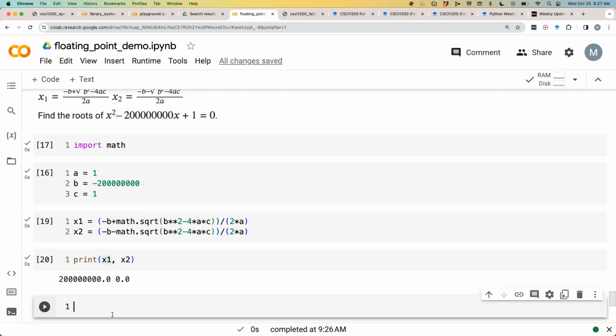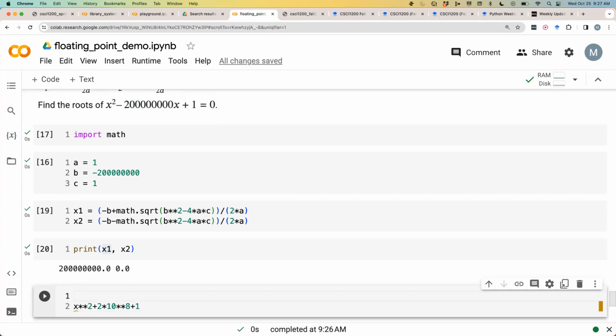But hang on a second. The equation that we are looking for is x to the power 2 plus 2 times 10 to the power 8 x plus 1. Okay, so this is the equation that we are dealing with. All right, and what is x?